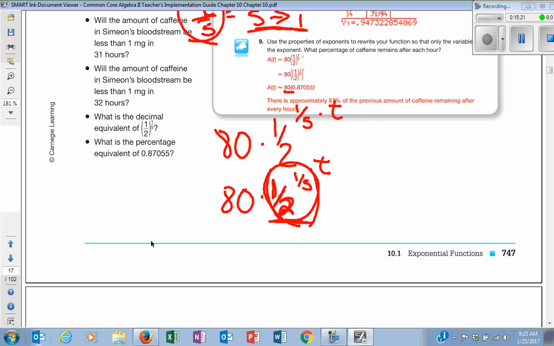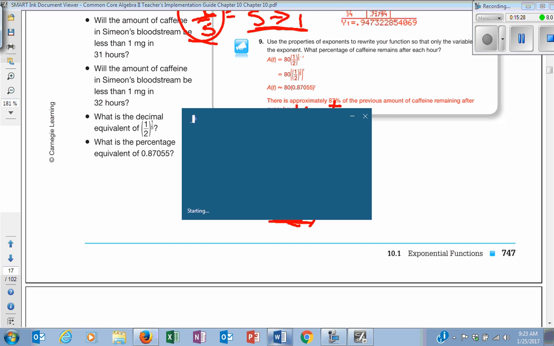Remember, we cannot multiply this times this because you have to do exponents first. That's a t right there. You have to do that exponent before you can do that multiplication.